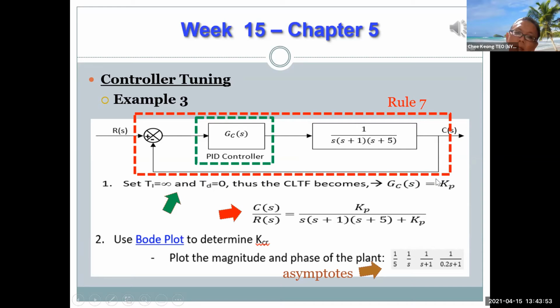So basically, if you plug in the equation as Kp and then you rewrite and calculate your expression, you will end up using rule 7. You end up as Kp over S(S+1)(S+5)+Kp. So with that, you can do a Bode plot, right? Because this is a closed loop transfer function. Of course, you don't do a Bode plot on that.